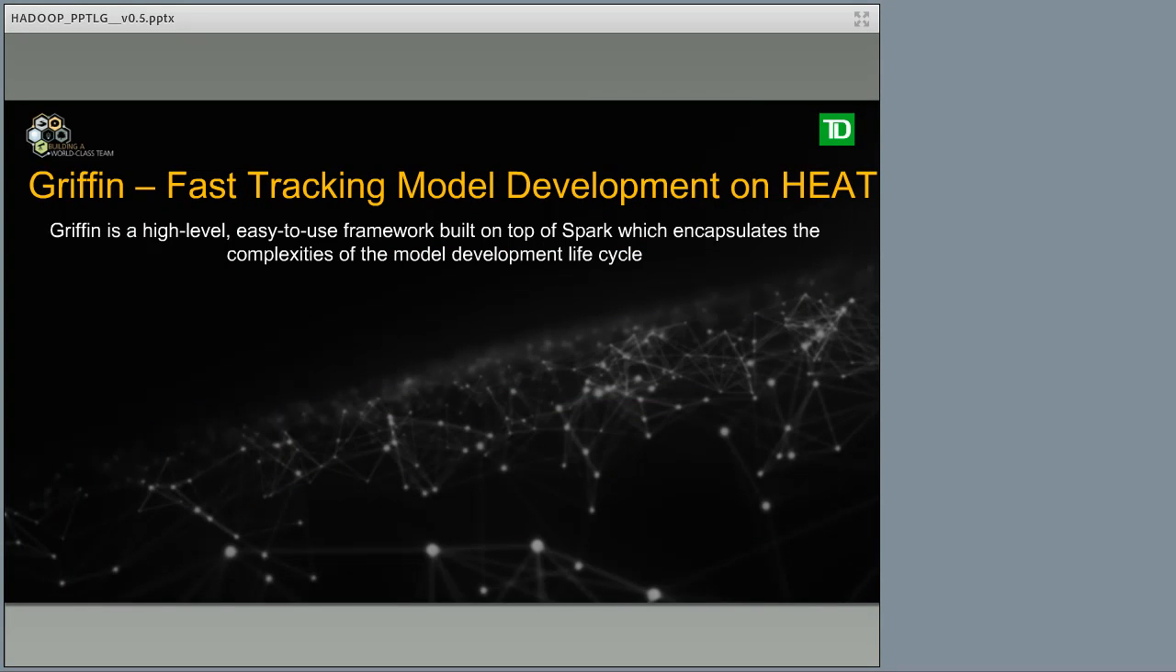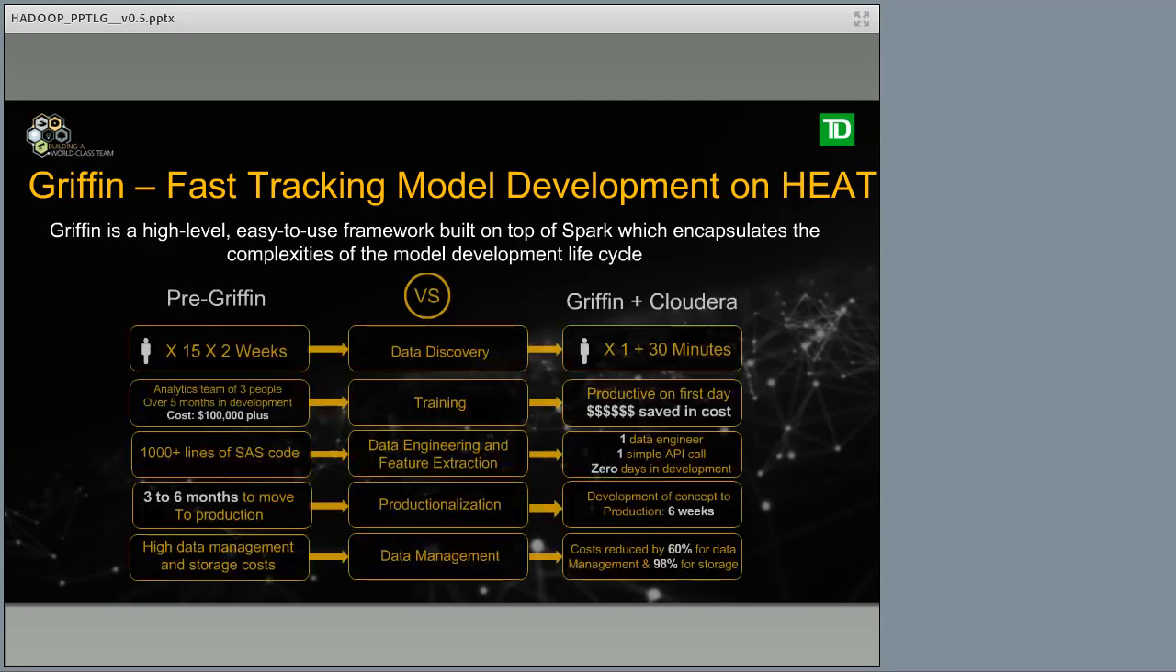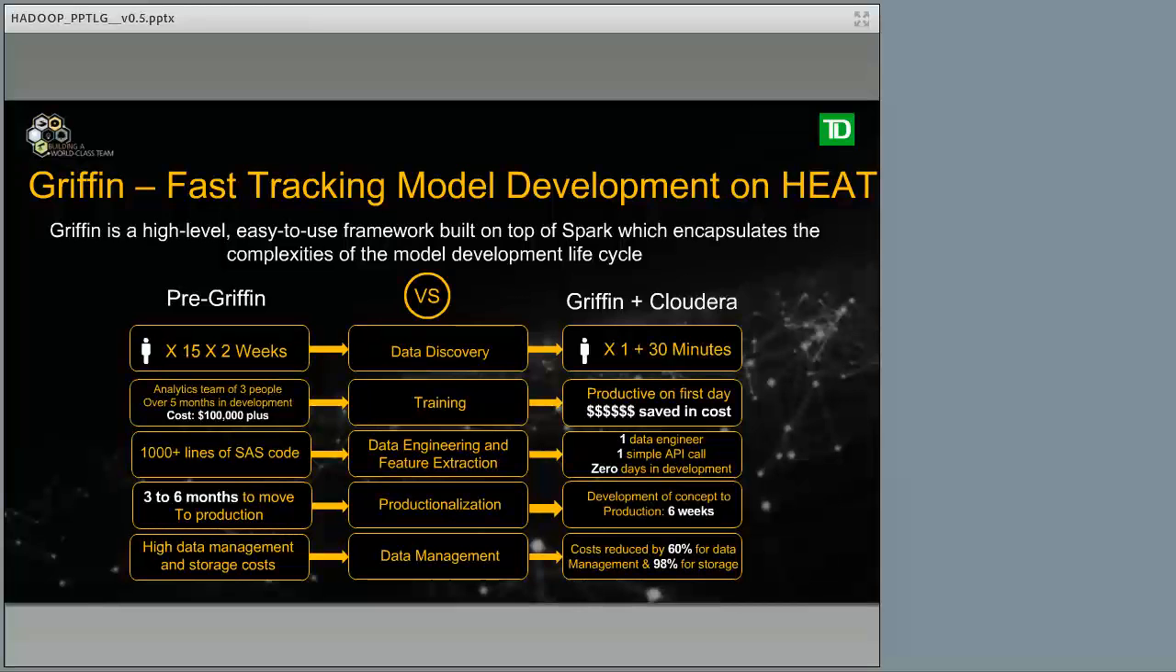Griffin, fast-tracking model development on Heat. Griffin is a high-level, easy-to-use framework built on top of Spark, which encapsulates the complexities of the model development lifecycle. It vastly reduces the development effort required, as well as the deep understanding of the Hadoop ecosystem. Griffin was accepted into Strata Hadoop Conference 2017, which is the first project to be accepted from any Canadian bank. It provides a framework for common analytics use cases, such as propensity models, for example, the likelihood of someone closing their account, as well as sentiment analysis, which is a feature that's currently in progress. Griffin is available for tenants to use on the Heat platform.